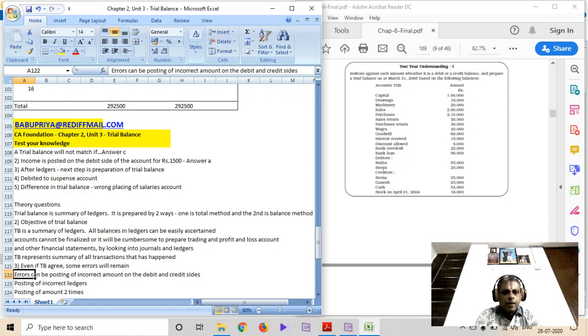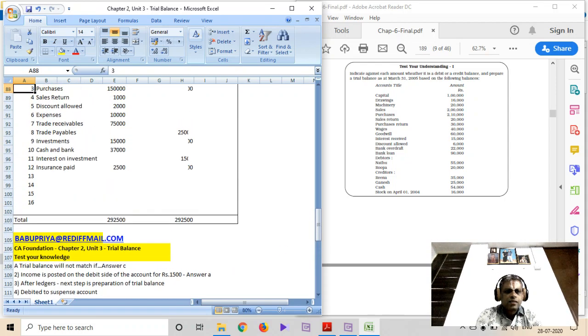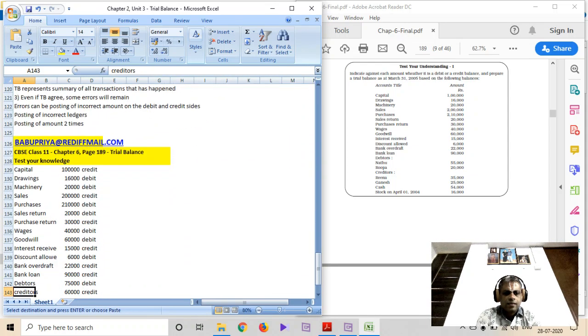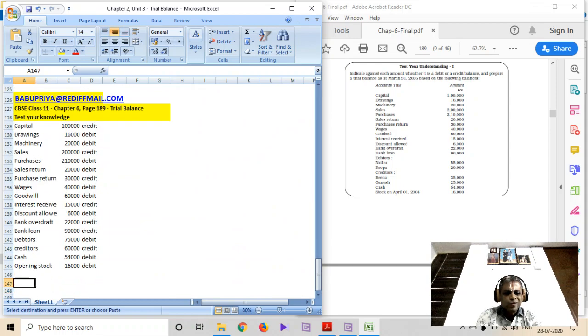Let's prepare a trial balance. They ask us to prepare a trial balance. The trial balance is not so important, but let's try it out. We don't know whether this is a full set of transactions or whether any transaction got missed out. But let's try and prepare a trial balance.